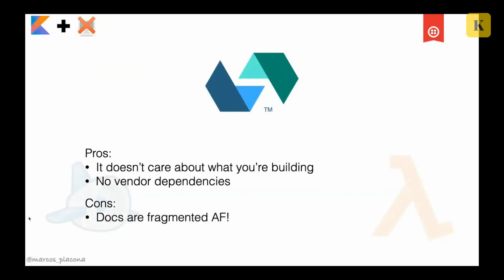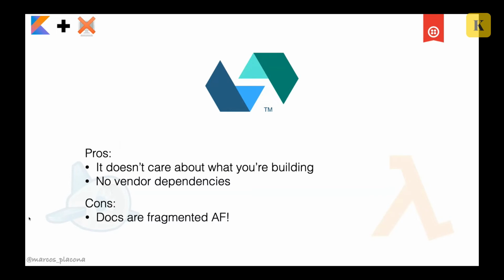So if we look at the pros, for example, some of the pros are that it doesn't care what you're building. OpenWhisk doesn't care what kind of application you're building, as long as it's a JVM application. In my case, I'm deploying JVM applications. You can deploy other things in OpenWhisk as well. I haven't tried this. I only tried Kotlin applications. It doesn't have any vendor dependencies. Again, it doesn't add any sort of cruft into my code, and I really appreciate that because I don't want to have anything in my code.